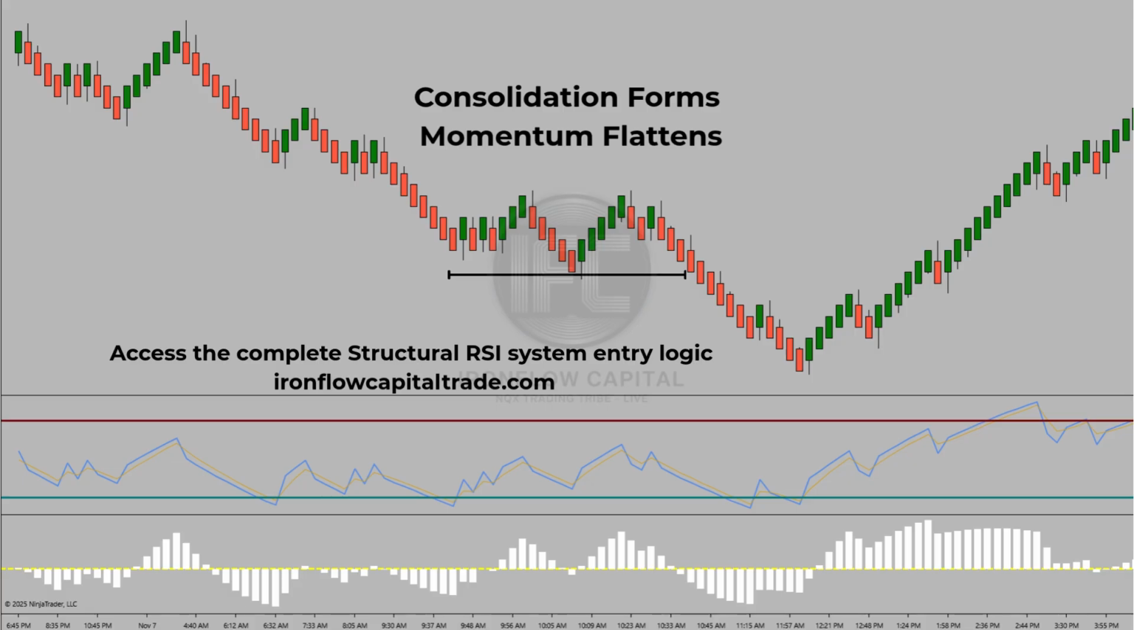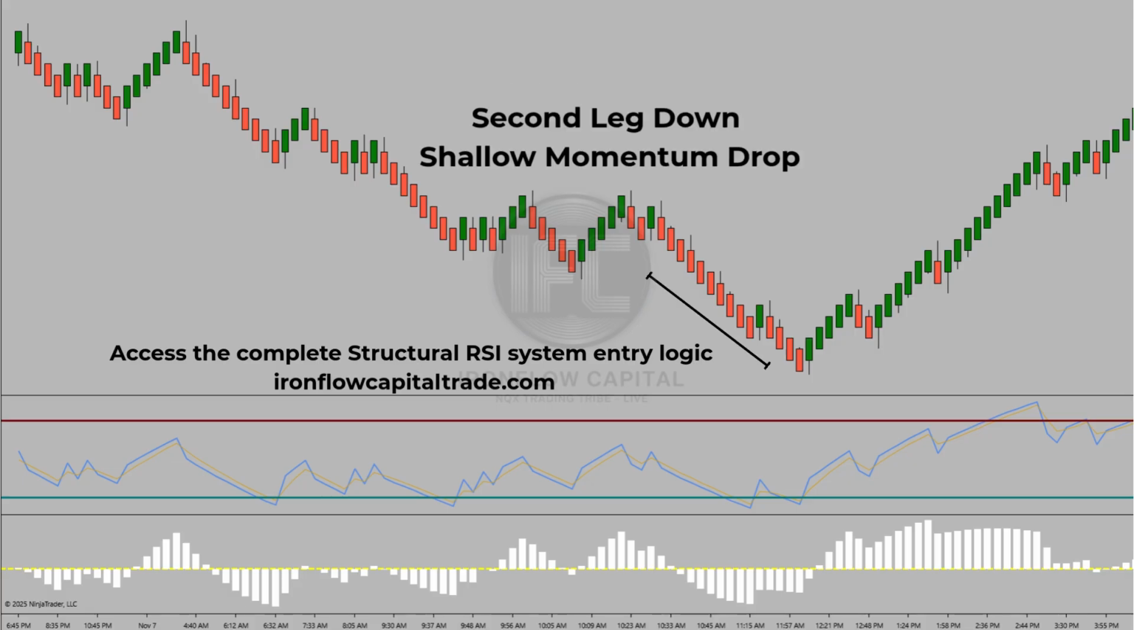Momentum flattening does not signal reversal by itself. It simply shows that the strong pressure behind the earlier trend has relaxed. Consolidation is the market catching its breath before deciding the next direction. The NinZaRenko chart makes this change in personality very easy to see because it filters out smaller fluctuations and highlights the broader tone. After consolidation, the market attempts a short second leg down.